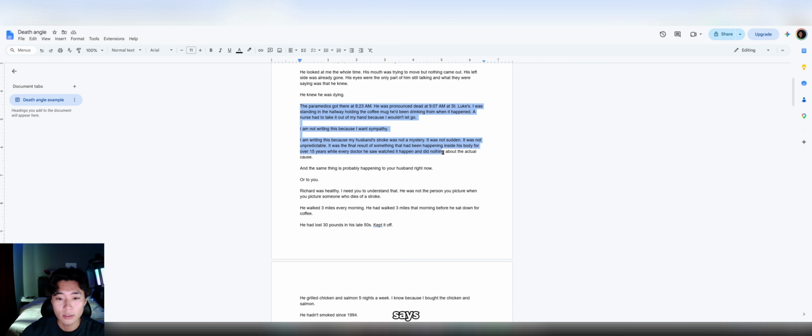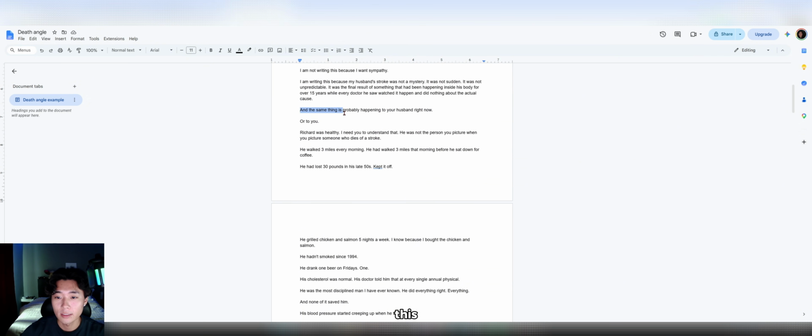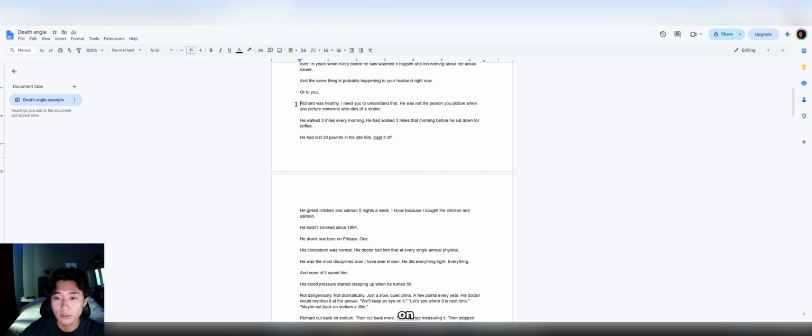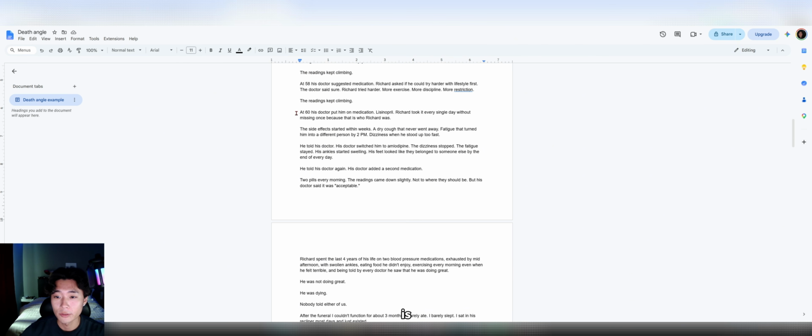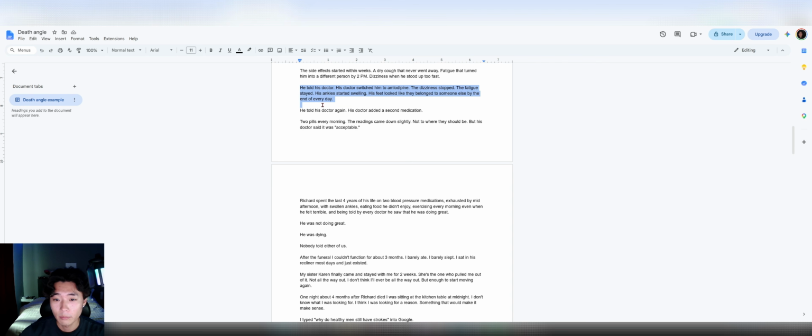And then after it says all this stuff of how the person died, it's basically saying this same thing can probably happen to your husband right now or to you. And then it goes on to say how the person was actually healthy, they did everything right pretty much, and then it says how nothing really helped. Specific to this copy, it is around the beetroot powder supplement. So they're saying how he tried different things that the doctor recommended, but again, nothing worked.